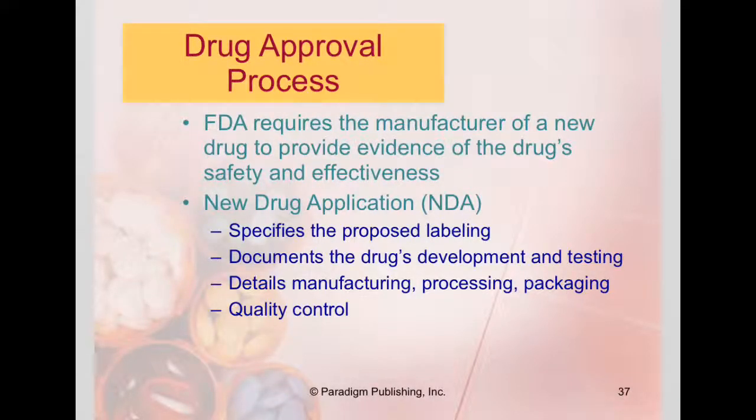This is just about the drug approval process through the FDA. They require the manufacturer of a new drug to provide evidence of the new drug's safety and effectiveness. Before the new drug application is submitted, testing is done on animals, and if it works well in animals, and if they're not dying or there's not any really bad effects on the animals, then they submit that application. The new drug application specifies the proposed label, documents the drug's development and testing, details the manufacturing, processing, and packaging, and also the quality control.